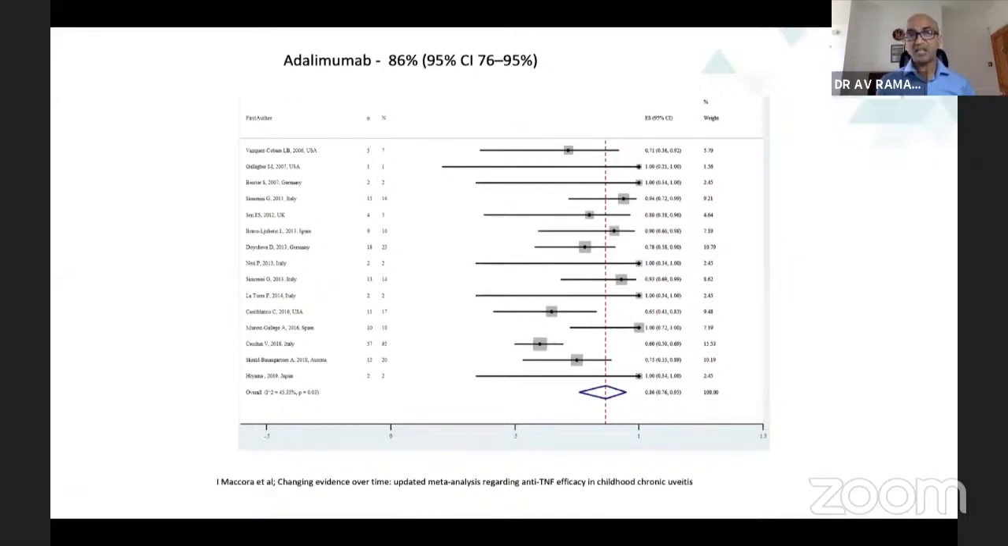And so it's really become the standard of care in terms of first-line biologic after failure of disease-modifying drug, that is methotrexate or mycophenolate or azathioprine.